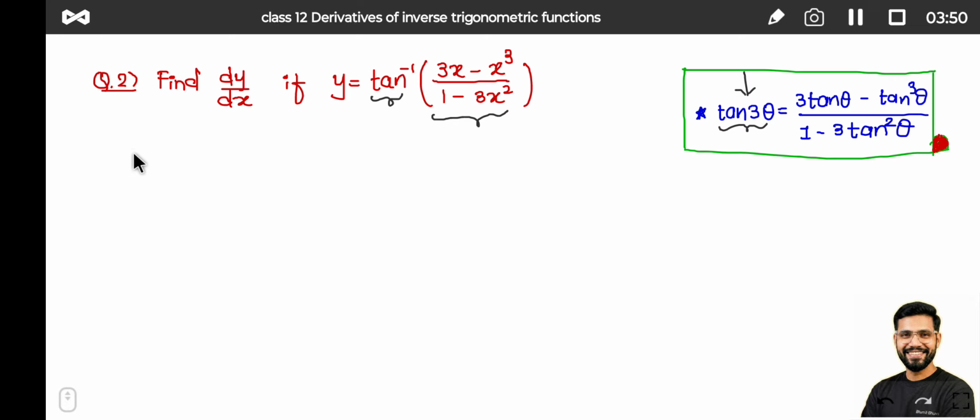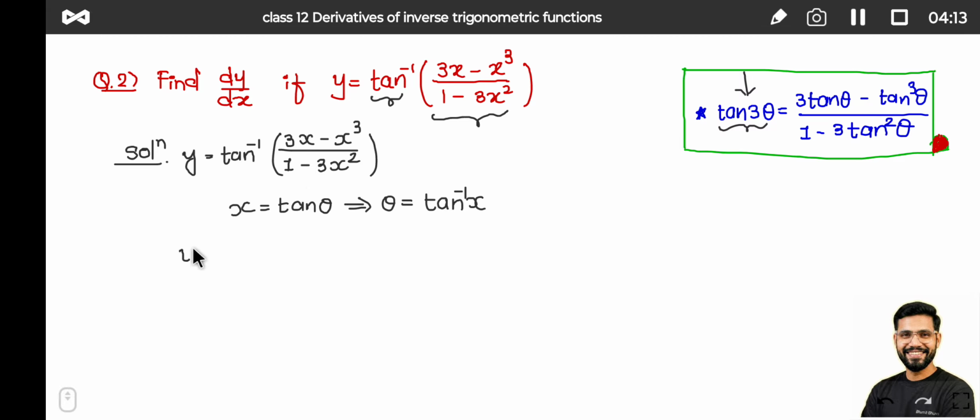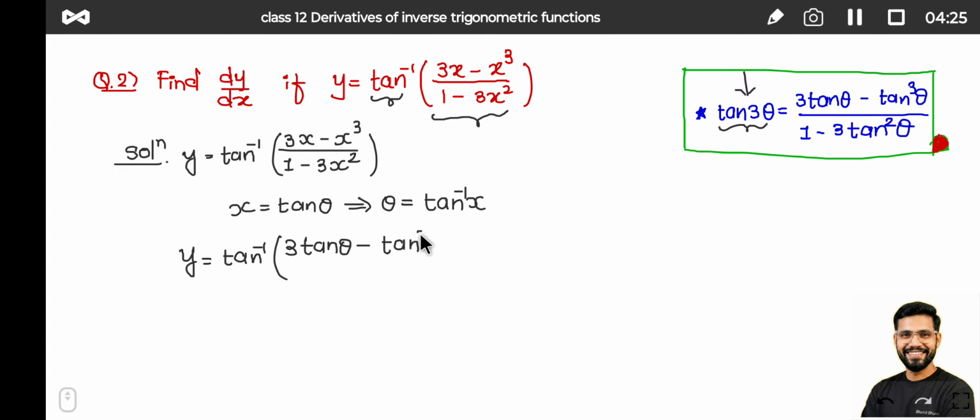For the first part, write down the y that is given. After that, just substitute the value of x. So let x is equal to tan theta, and from here the value of theta is nothing but tan inverse of x. Now wherever x is there, we substitute tan theta. So y is equal to tan inverse of, in brackets, 3x meaning tan theta, minus x cube meaning tan cube theta, whole divided by 1 minus 3x square meaning tan square theta.